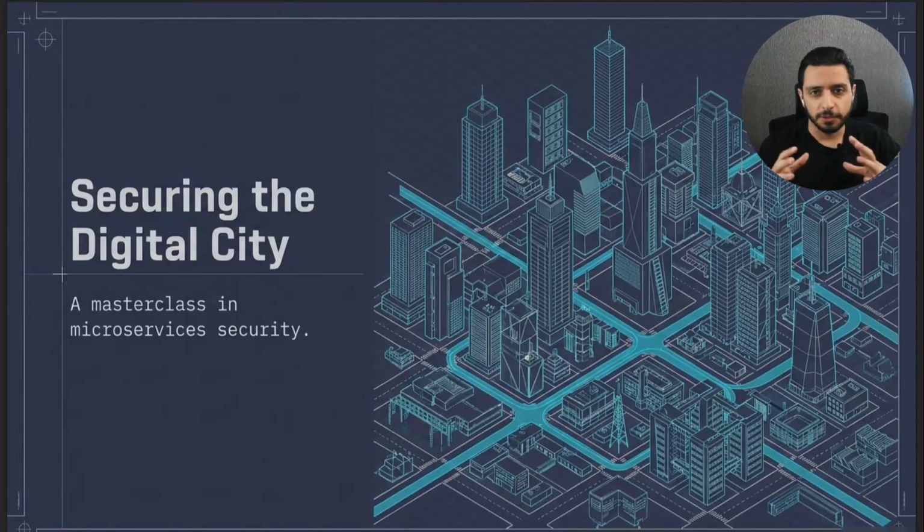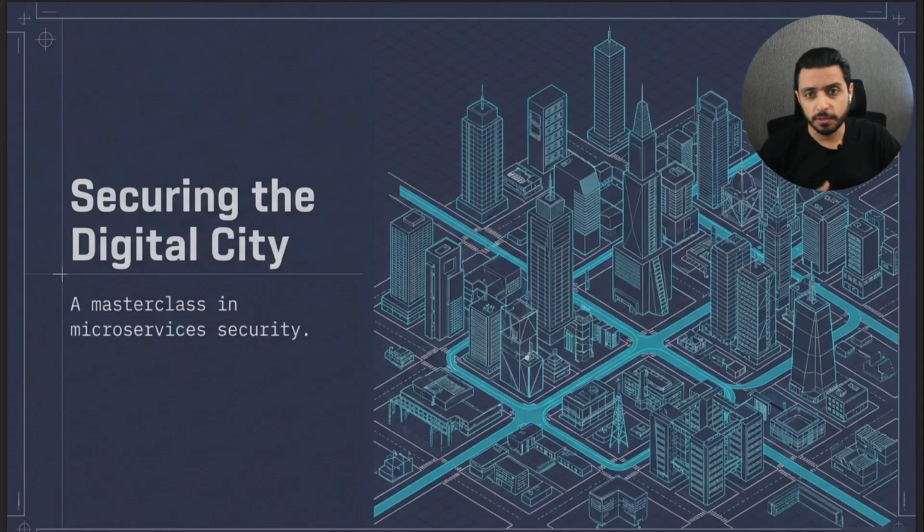Securing a traditional application is like guarding a single apartment. You have one front door, you lock it, you check IDs at the front, and once someone's inside, it's trusted. Easy, right? But securing microservices is like trying to secure an entire city. Suddenly, you have thousands of doors, windows, and streets.